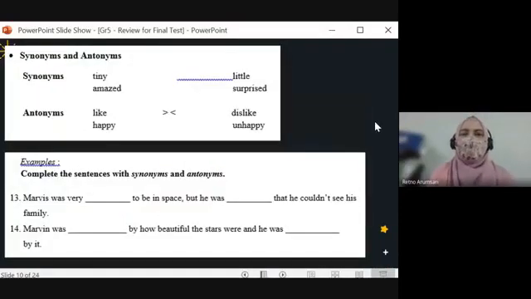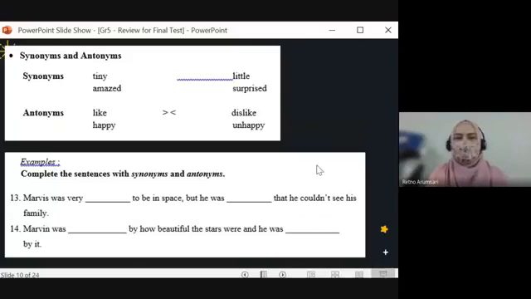Now, synonyms and antonyms. There will be synonyms and antonyms in your test, right? For example, tiny, the synonym of tiny is little. Amaze, the synonym of amaze is surprise. Like, the antonym is dislike, and happy, the antonym is unhappy or sad. Now let's put these into practice.